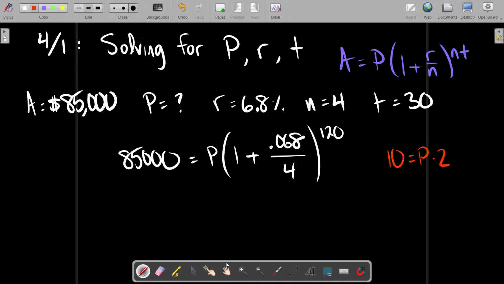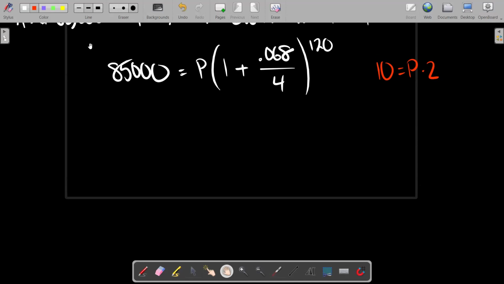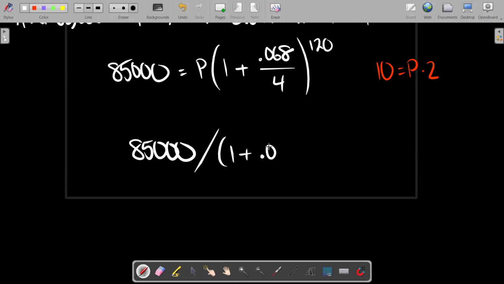All I have to type into my calculator for this to get P by itself is 85,000 divided by 1 plus 0.068 divided by 4 to the power of 120.